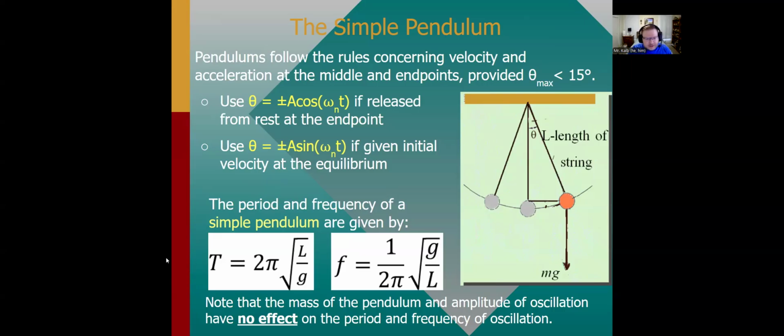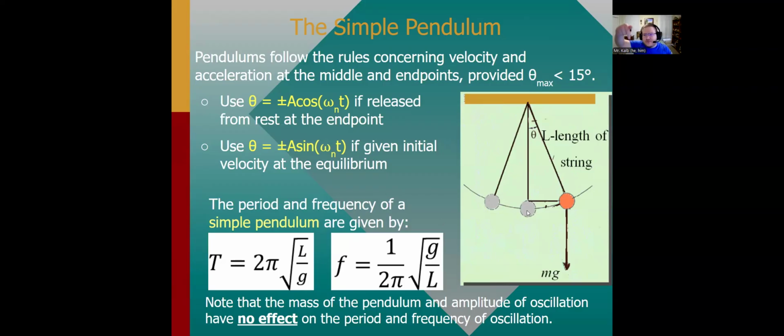All right. So the period and frequency of a simple pendulum are given by: period is, again, 2 pi times the square root of length divided by the gravitational field. And then frequency is the reciprocal of that, 1 over 2 pi times the square root of gravitational field divided by length. Now note, the mass of the pendulum and the amplitude of oscillation have no effect on the period and frequency of the oscillation. Again, provided we stay less than 15 degrees from vertical.